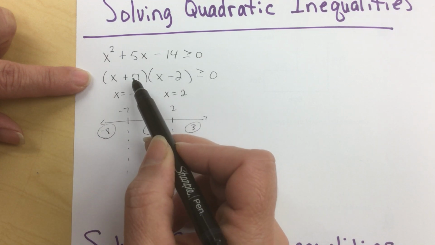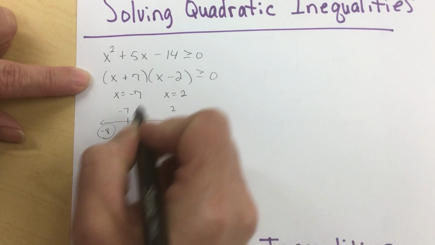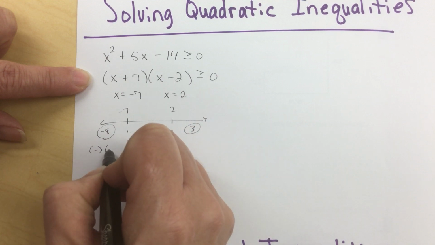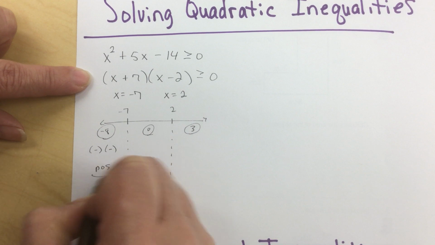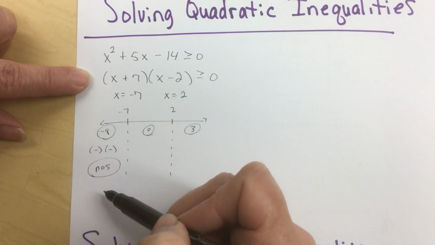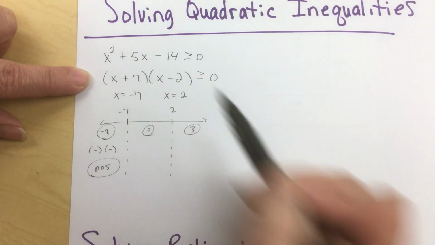So -8 plus 7 is going to be negative. And then -8 minus 2 is another negative. Two negatives multiplied together give me a positive. So every number in this section is going to give me a positive answer.